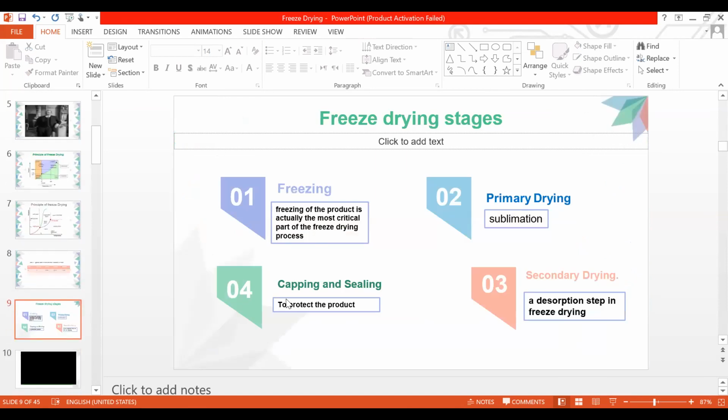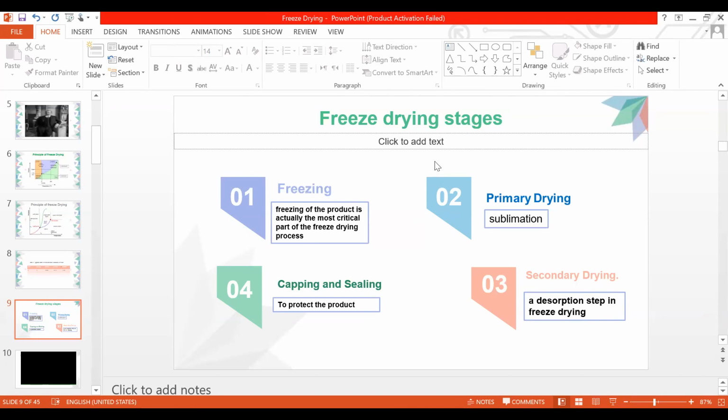Freeze drying stages. There are 4 main stages for freeze drying. Number one, freezing. Freezing of the product is actually the most critical part of a freeze drying process, which can be done either by freezing the sample in a special freezer or refrigerator, or by cooling the shelf temperature in the cooling system of the freeze dryer. The freezing process is very important in order to separate the water from the sample as ice crystals to enable its removal or drying in the second stage.